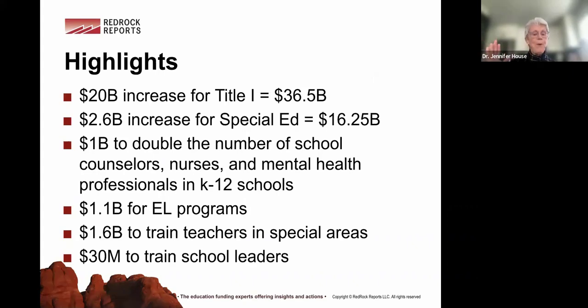36.5 billion. This is a proposal for Congress, but if you think about it, this is also as everything is winding down for the stimulus funds. So this is to really make sure that these populations are still served. A $2.6 billion increase for special ed, and $1 billion to double the number of school counselors. Obviously, that's SEL as well, and mental health professionals in K-12 schools.